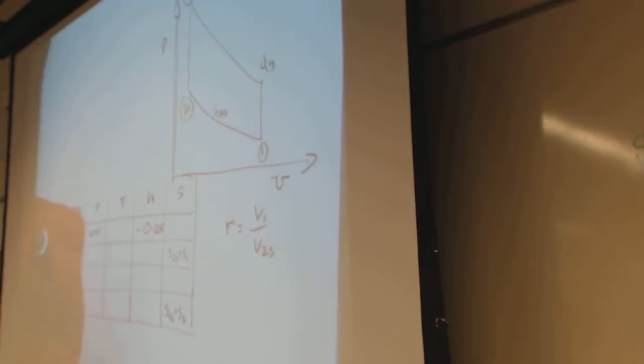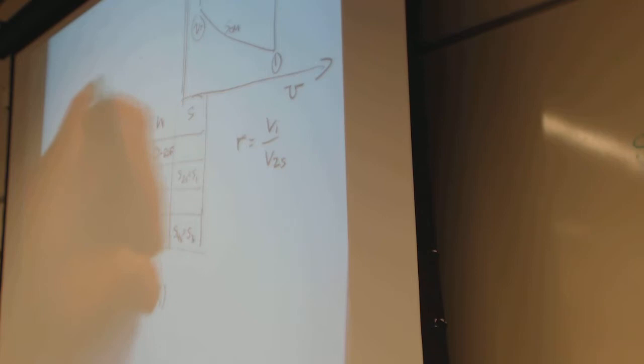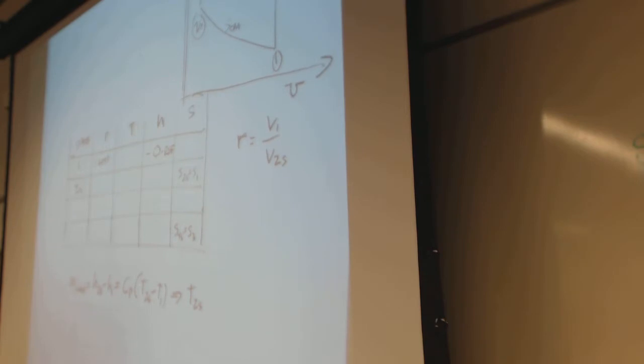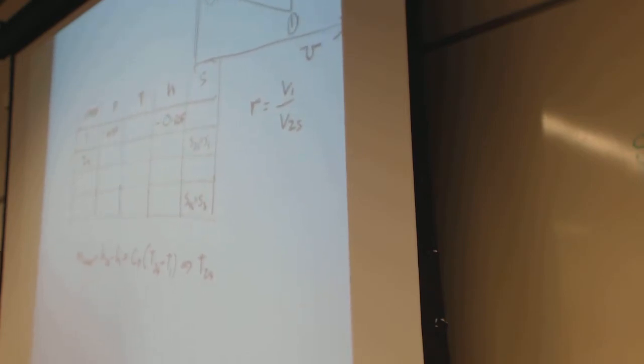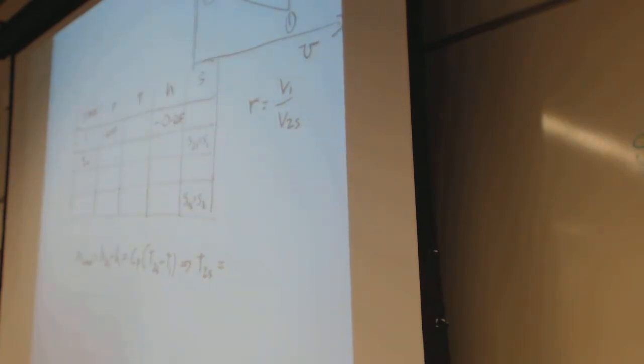And the work of compression is going to be H2S minus H1, which is really going to be C sub P times T2S minus T1. So if we can find T2S, life is good. And we need a formula for that. And we'll look at that a little bit later.